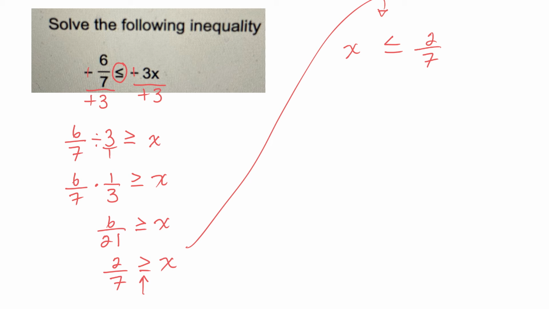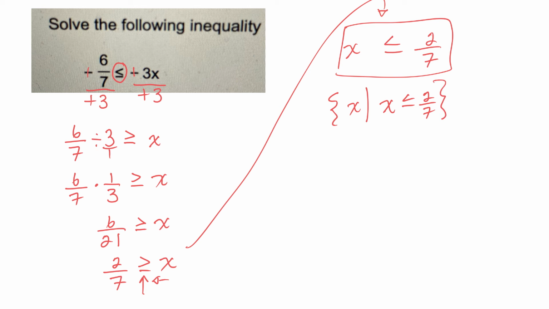Okay, so 2/7 is greater than or equal to x is the same as x, if you're reading it this way, x is less than or equal to 2/7. So this would be my answer. Now that would be set notation. So I'd say x are all the answers, all the x's, as long as x is less than or equal to 2/7. Okay.